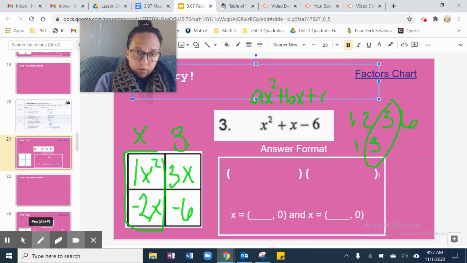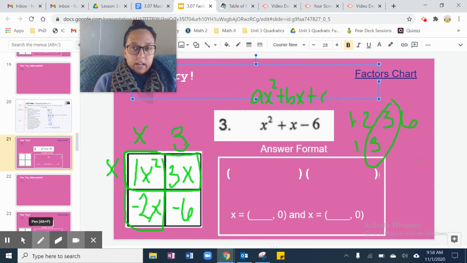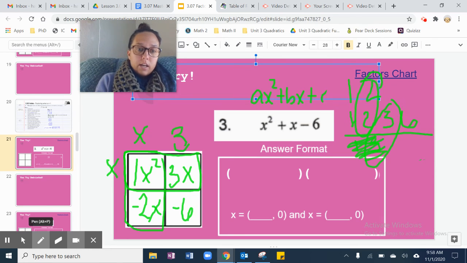All right, let's look at the rows. Row number 1. Again, we can pull out a 1. We can also pull out an x. And then negative 2x and negative 6. Again, so here are the multiples of 6, and here are the multiples of 2, 1 and 2, right? So the biggest number they have in common is 2. And because the first term and the second term are both negative, we're going to pull out negative 2.